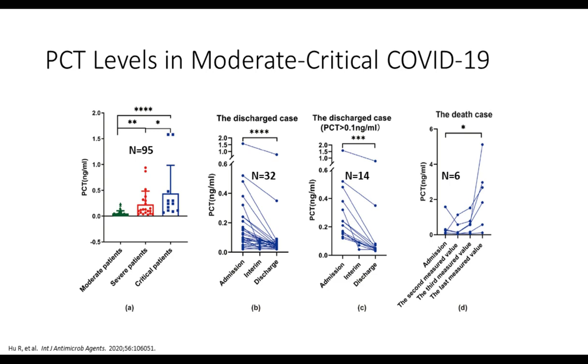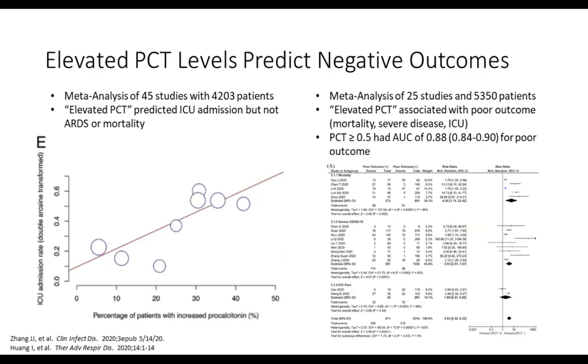These are PCT values in moderate to critical COVID-19. What you can see is those with non-severe disease generally had relatively low procalcitonin values, almost always less than 0.5. Those with severe, critically ill patients had higher values, but again, not that high. Those who were discharged generally had decreases in their procalcitonin, while those who died had their procalcitonin rising. And so elevated procalcitonin do seem to predict for bad outcomes.